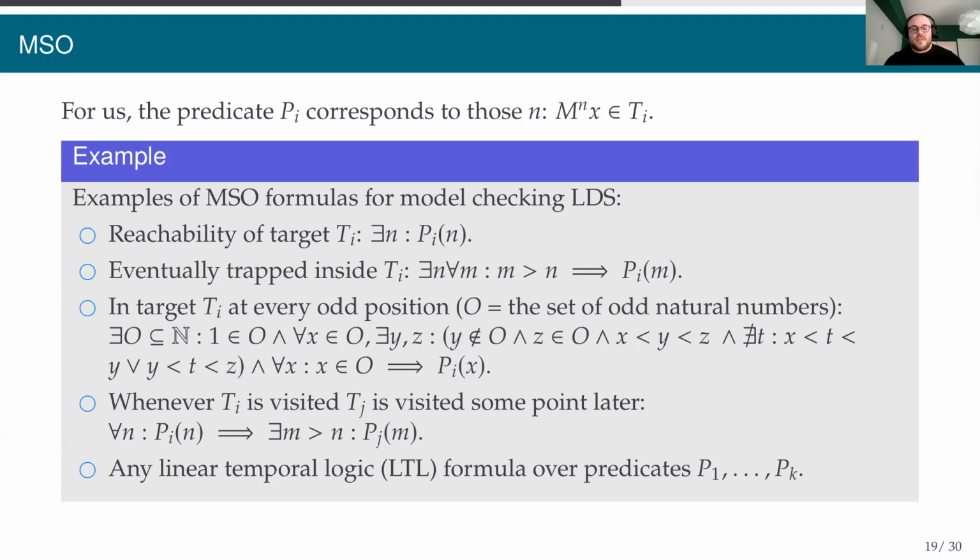As an example, what stuff you can express with this would be reachability of a target. So reachability, as I discussed earlier, is just the formula exists n such that P_i(n) holds. You can ask if you're eventually trapped inside T_i. So if you have your set of bad states, you want to know if you're eventually trapped in this set of bad states, you can ask this. And you can ask a lot of other stuff as well.